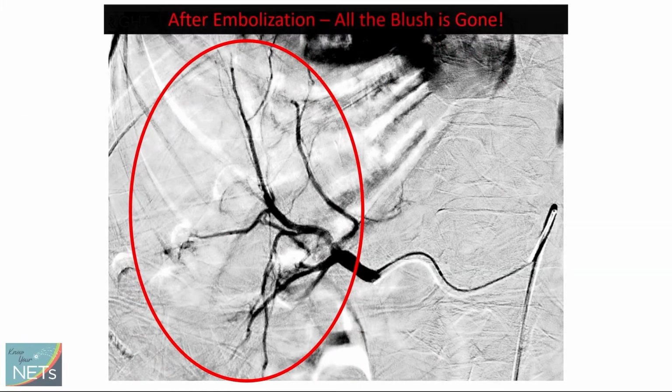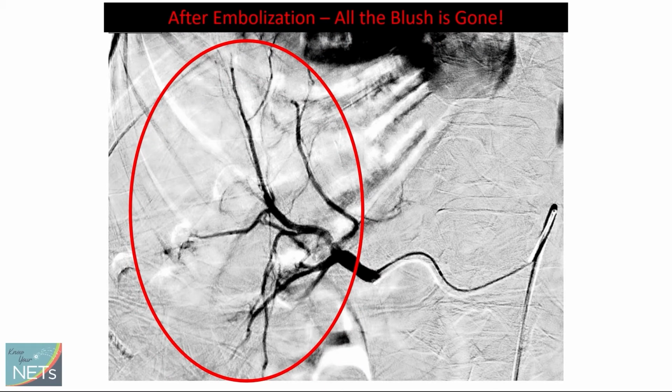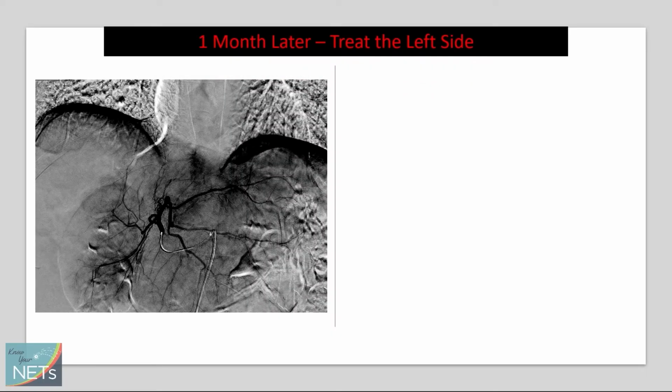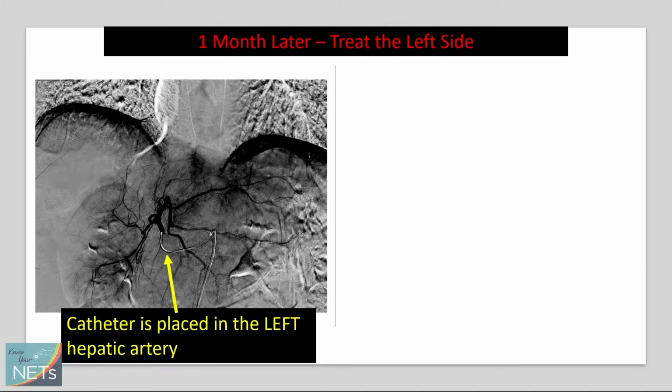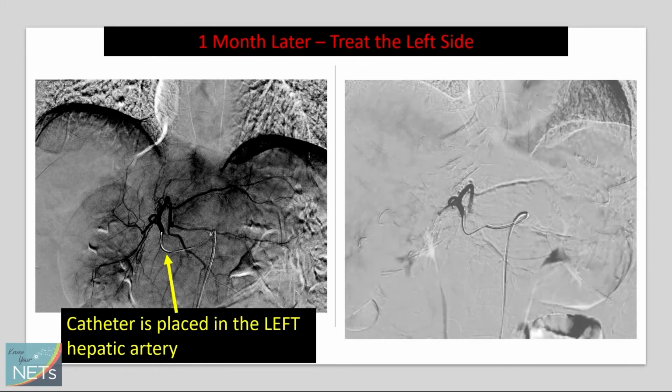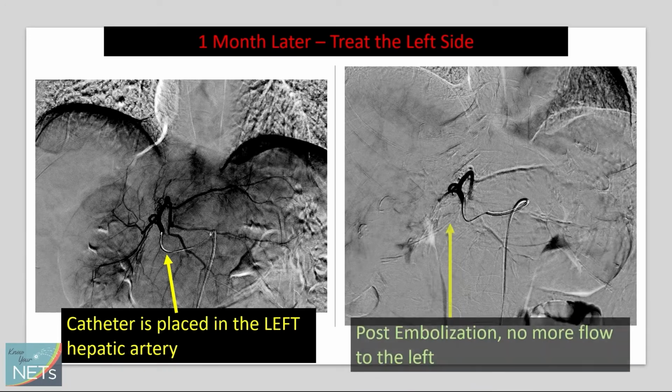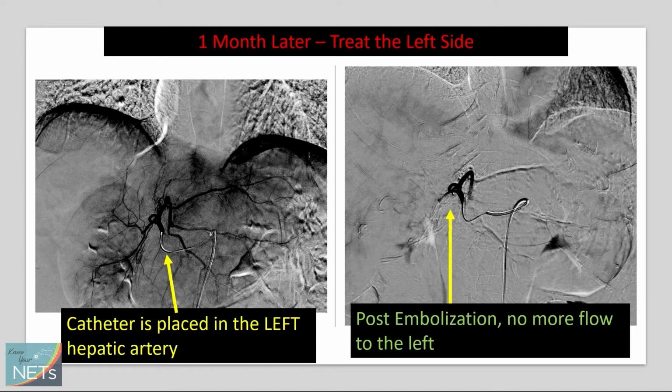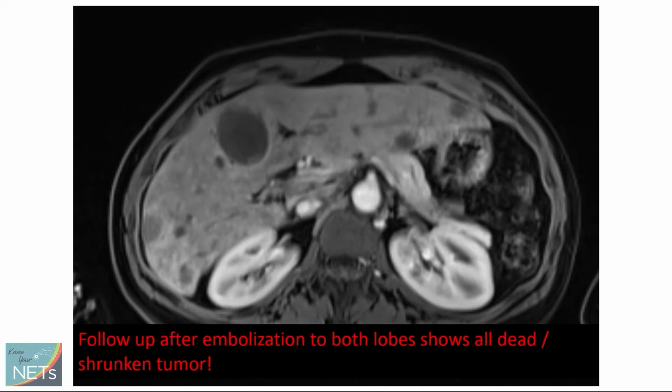And this is what it looks like again. You can see here, after embolization, all that blush is gone. We still have the trunks, but the leaves, basically all the blush of the tumor supply, is gone. This is 1 month later. Then we bring the patient back and treat the left side. You can see that we place the catheter now in the left hepatic artery. This is the other side of the liver. And this is what it looks like afterwards. Again, you can see that there's no more flow. The blush is gone. And this is what the patient's MRI looked like a month after that.